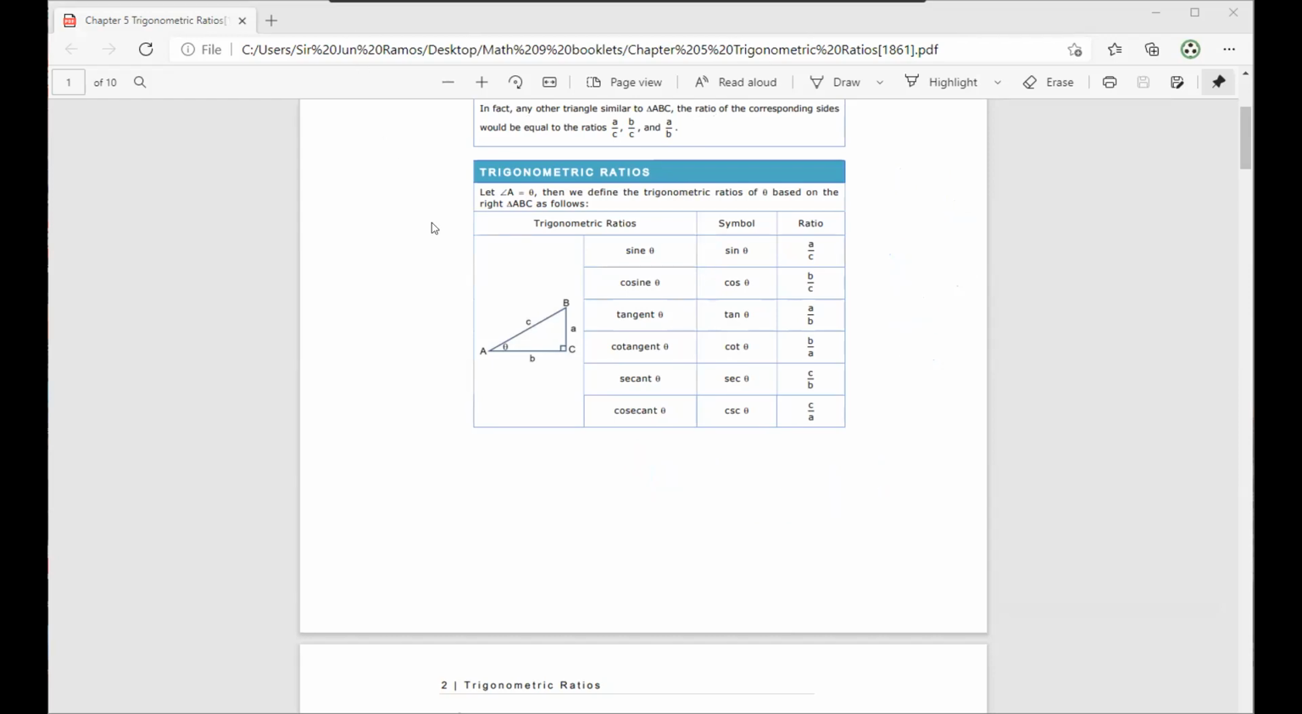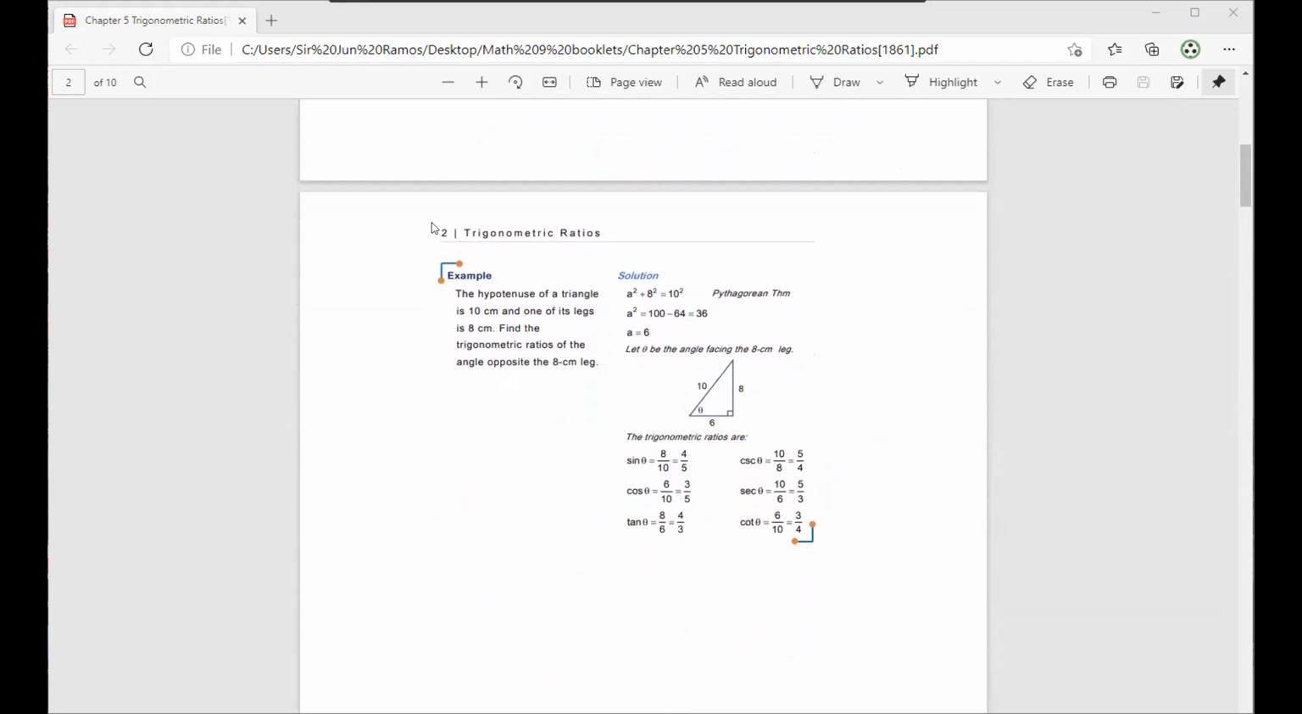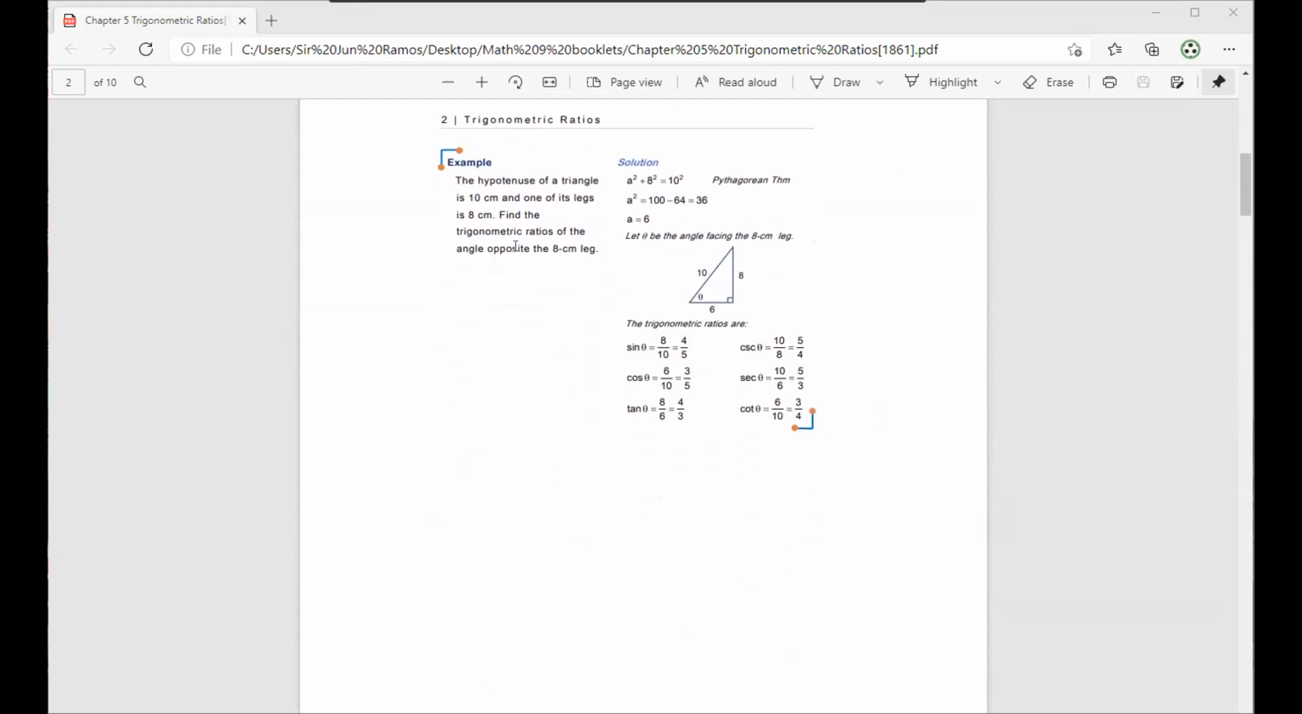trigonometric ratio definitions? Let's say, for example, here we have a right triangle. The hypotenuse of the right triangle is 10, and one of its legs is 8 centimeters. We are supposed to find the trigonometric ratios of the angle opposite the 8 centimeter leg. Opposite the 8 centimeter leg will be this.